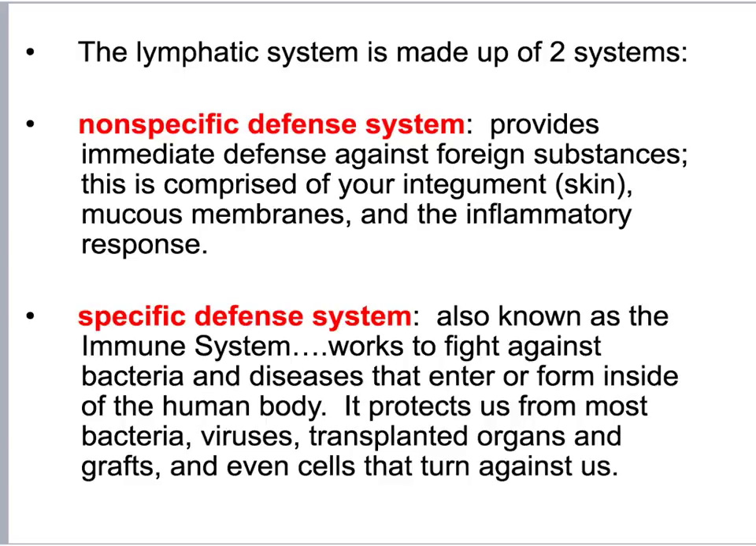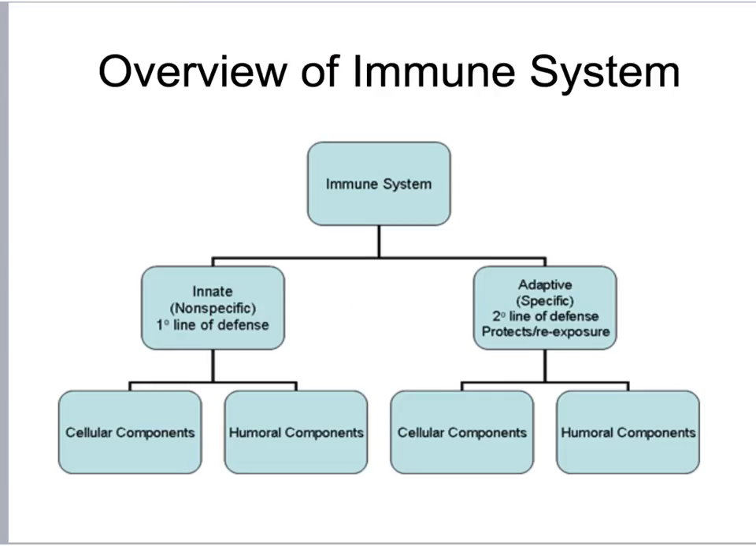true lymphatic system. This works to fight against bacteria, viruses, diseases that enter or form inside the human body. It protects us from these things, and that includes transplanted organs, grafts, and even cells that turn against us. This is an overview of the lymphatic or immune system.